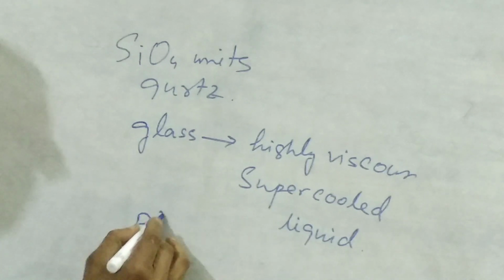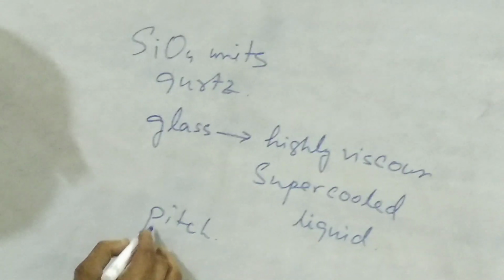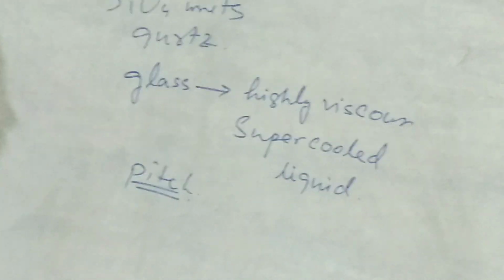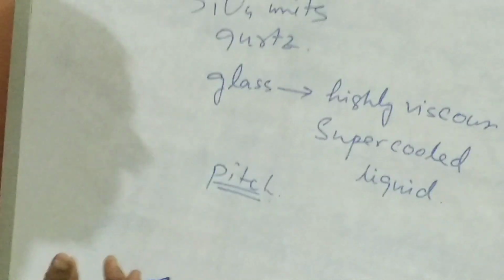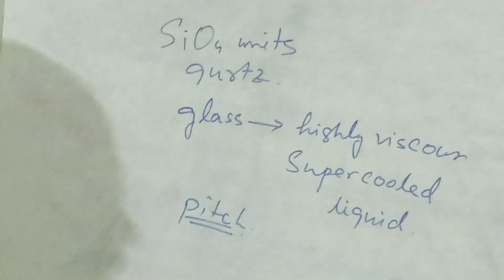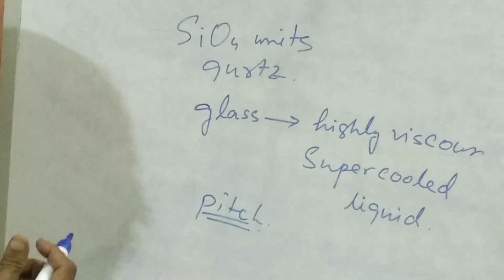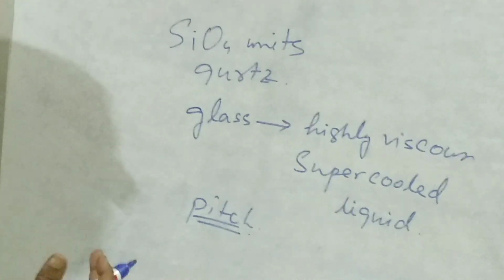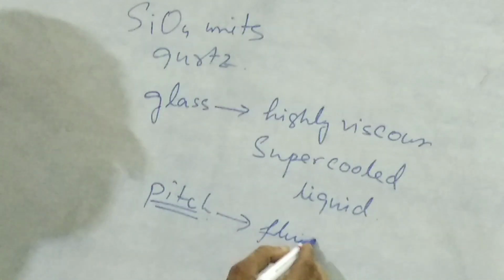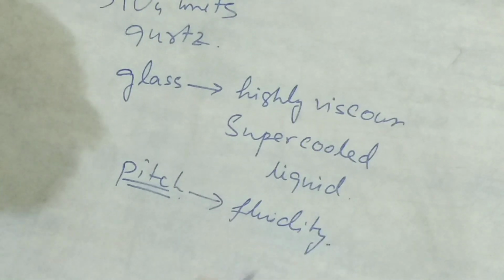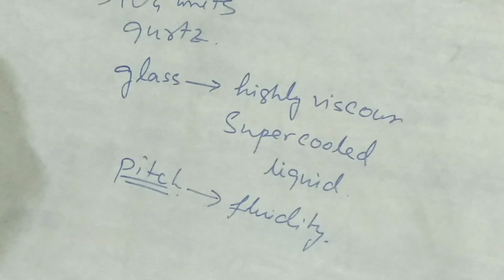So pitch is melted over a wide range of temperature, and when it is cooled it becomes hard. Even then it is not a crystalline solid. It melts and it has some fluidity. So pitch is also an amorphous solid.